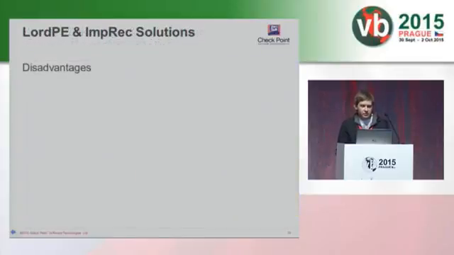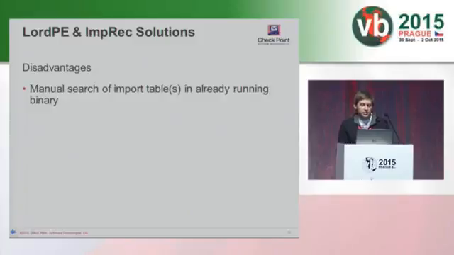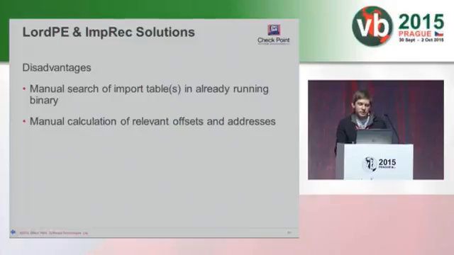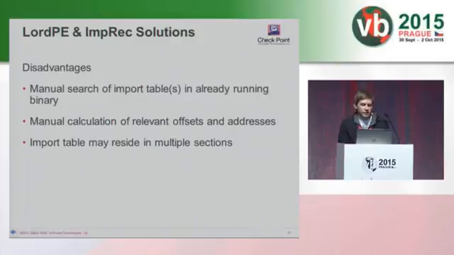So there are even more disadvantages. For example, you need to perform manual search of imports table in already running binary. You also need to manually calculate relevant offsets and addresses. Import table may reside in multiple sections. It's time-consuming and error-prone.